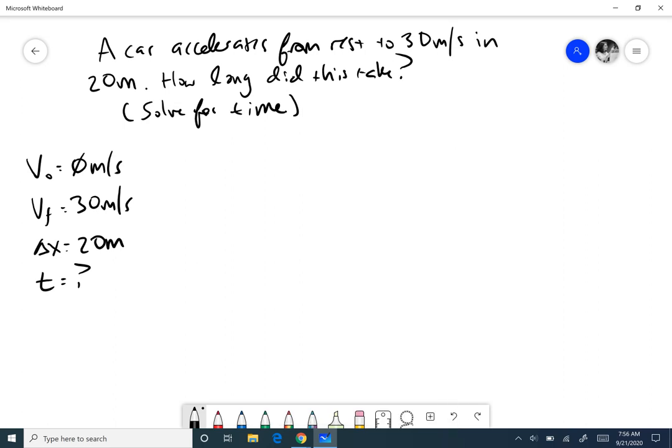Good morning. I want to show you guys another kinematics example problem. This time the car, same car I guess, is accelerating from rest to 30 meters per second in 20 meters. How long did this take? So we're solving for time.